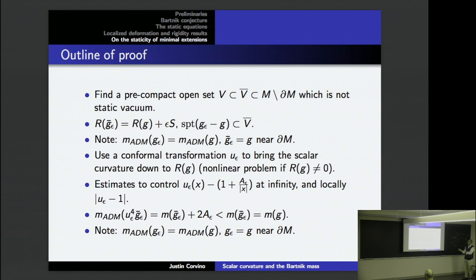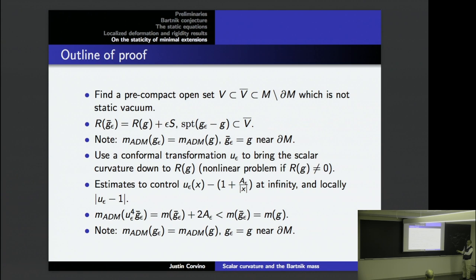Now, the issue is if the scalar curvature is not 0, when you write down the correct equation, it's nonlinear, so it's a little bit harder to estimate. You basically need estimates to control the conformal factor, the expansion at infinity, and then on compact domains, control how close u epsilon is to 1 when epsilon goes to 0. Assuming you can do that, the mass is perturbed by 2 times, in dimension 3, 2 times this a epsilon. By the maximum principle, it's negative.